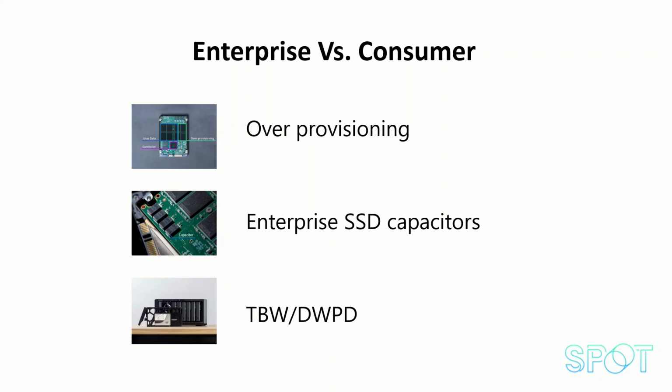Lastly, the TBW and DWPD, or terabytes written and drive writes per day. It's common to see these two terms used in spec sheets to determine the endurance of the drive. And both these approaches are based on the manufacturer's warranty period for the drive.